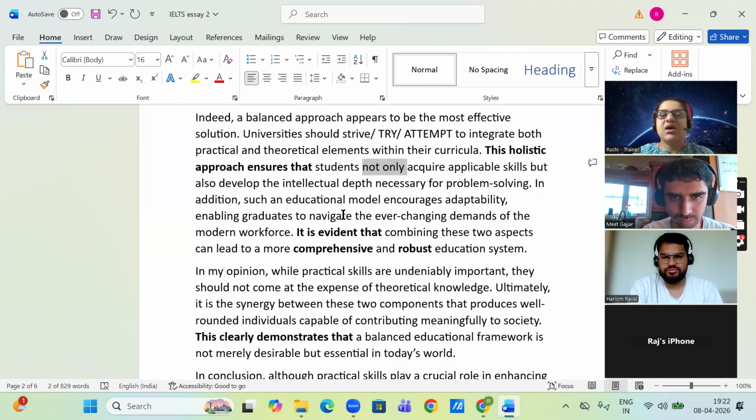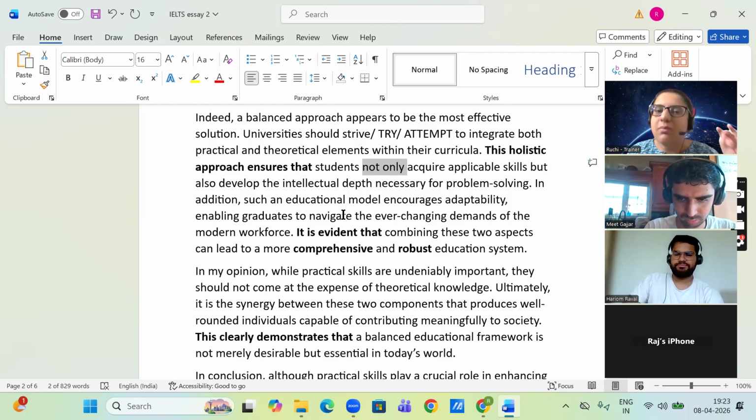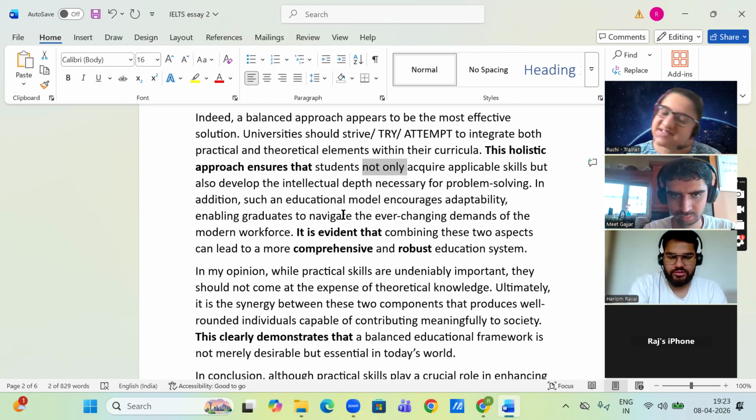It is evident that combining these two aspects can lead to a more comprehensive and robust, robust meaning very strong, very energetic, okay, very strong. So, it is evident means it has become clear, okay. It is very clear that combining these two aspects can lead to a more comprehensive, meaning detailed, very detailed, it can lead to a more comprehensive and robust education system. Clear? This paragraph will be for Meet to read.